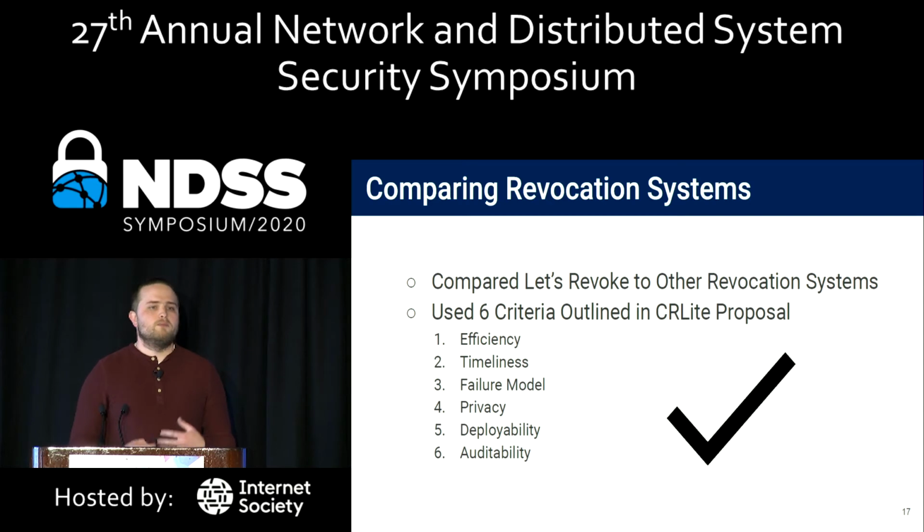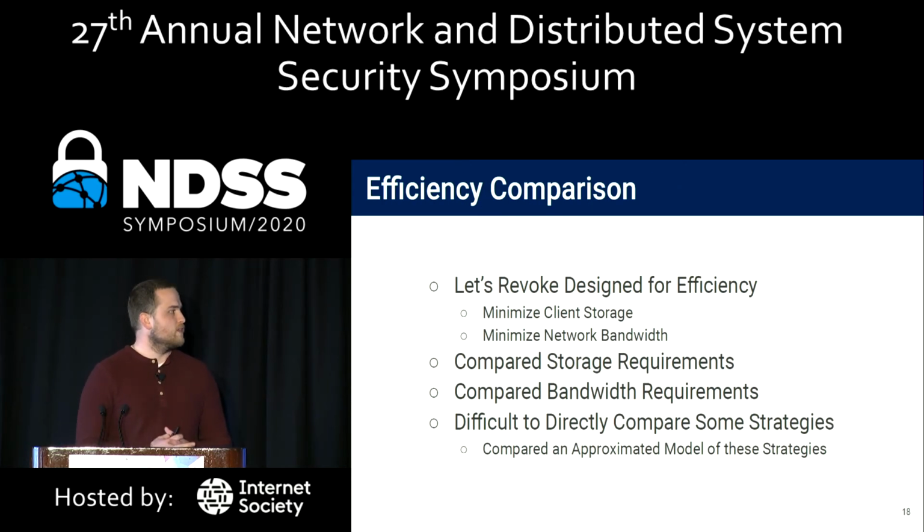So we also wanted to compare Let's Revoke to the status quo, as it were. And we used 6 criteria that were outlined in the CRL-lite proposal. Primarily, we were concerned with our efficiency comparison, since Let's Revoke was really designed to minimize client storage and network bandwidth. So we compared storage requirements and bandwidth requirements across all the different systems. However, some were a little bit more difficult to directly compare, so we used an approximate model for these strategies.